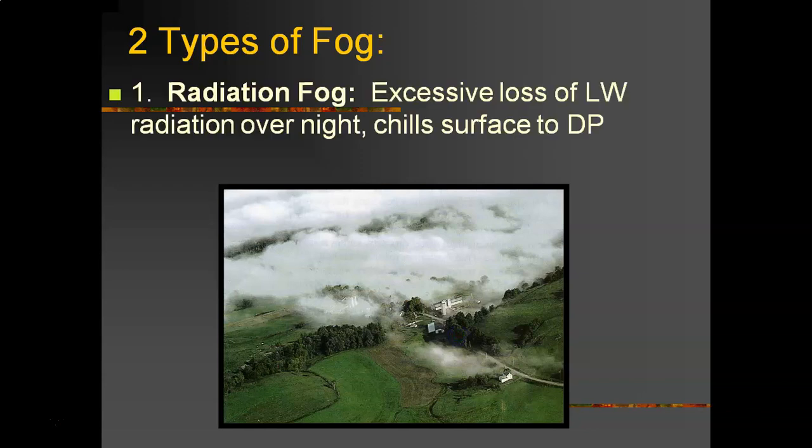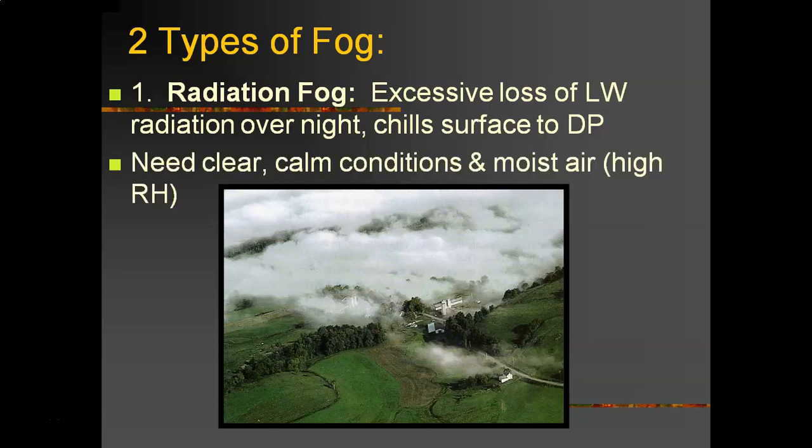The first type is called radiation fog, and it occurs when we have excessive loss of long-wave radiation overnight. And it's got to be clear outside. Now, remember, long-wave radiation is the heat given off by the Earth all night long. And you're going to excessively chill the Earth's surface on a clear night. Remember, if it's cloudy, clouds act like a blanket, and it's going to keep the lower atmosphere warm. So what you need is clear overnight conditions to chill the air the few extra degrees.